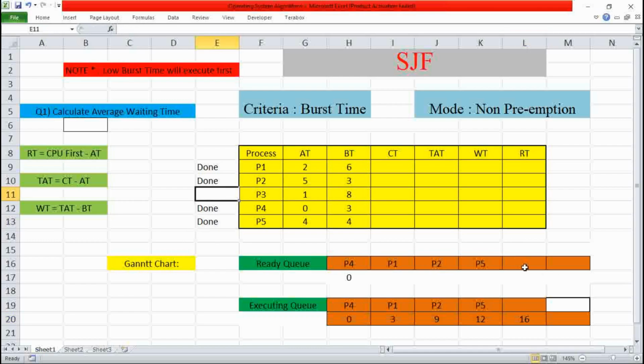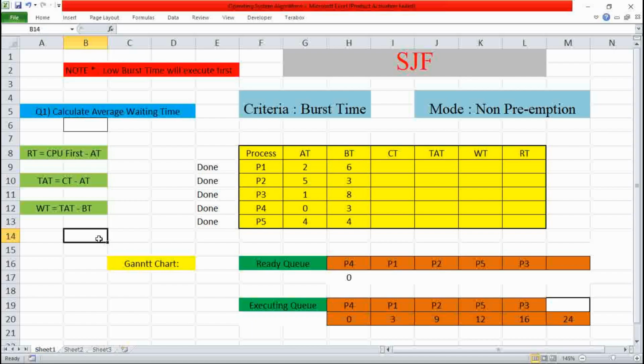Now we are left with only P3. So right here P3, and how much time does P3 require? It's 8. 16 plus 8 is 24. So our P3 is also done. Now this is how we complete the Gantt chart, which is the ready queue and executing queue.